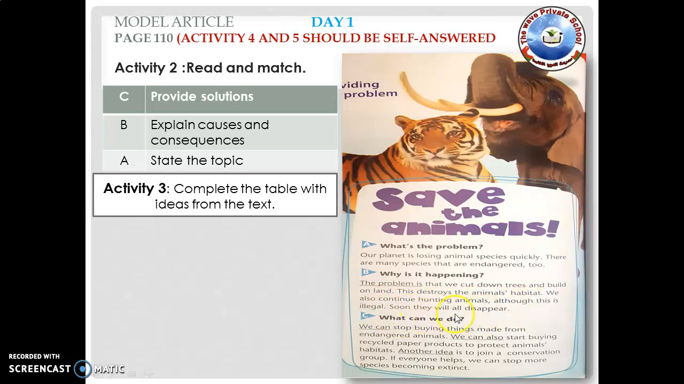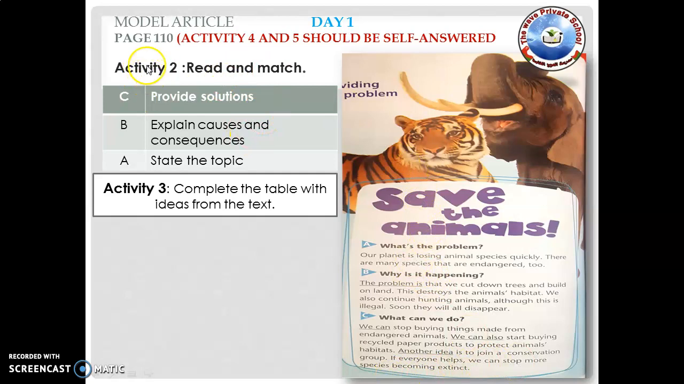And then what can we do? We can stop buying things made from endangered animals. We can also start buying recycled paper products to protect animals' habitats. Another idea is to join a conservation group. If everyone helps, we can stop more species becoming extinct.